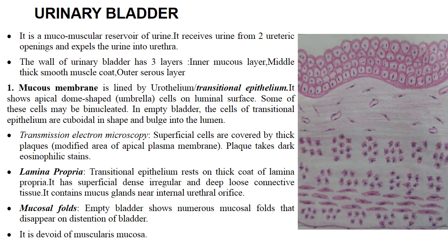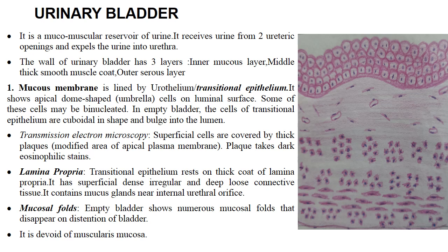Then the lamina propria has superficial dense irregular and deep loose connective tissue. It also contains some mucus glands near the internal urethral orifice. When the bladder is empty, it shows numerous mucosal folds, and when the bladder distends, the mucosal folds will disappear.